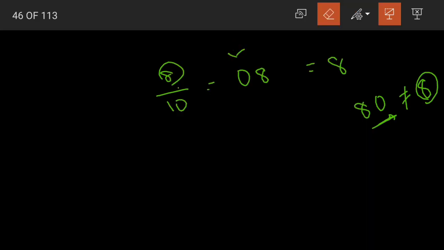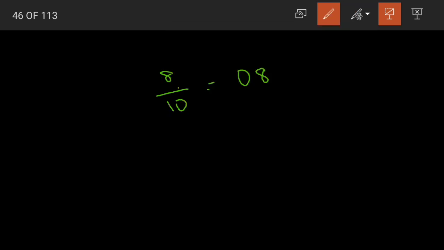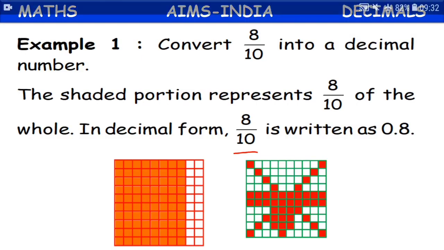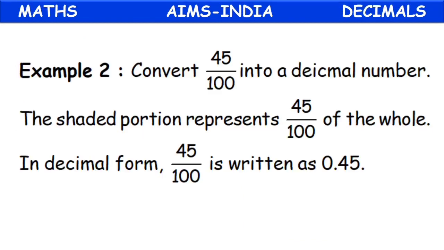Now 08 is our number and where to keep the decimal point? For that we need to count the number of zeros in the denominator. In the denominator we have one 0. So after one digit from the right we'll place the decimal point. So 8 by 10 is equal to 0.8. The decimal form of 8 by 10 is written as 0.8.